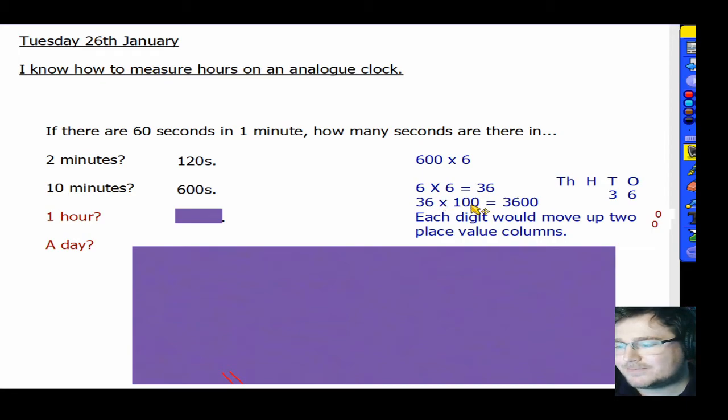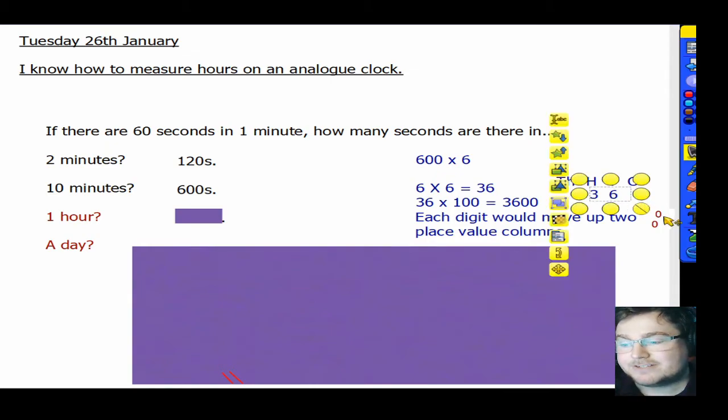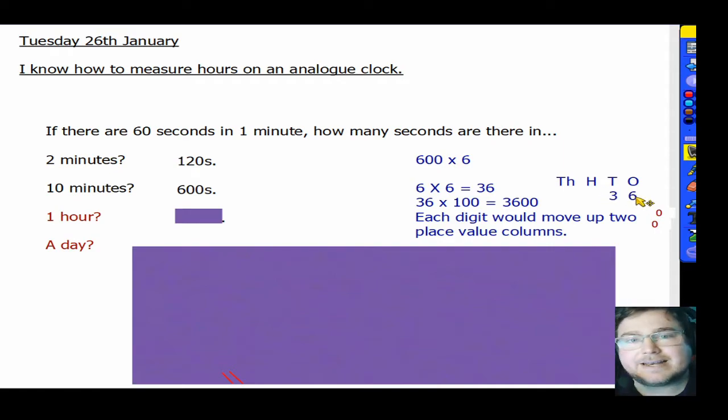So 36 times 100. When we times by 10, we move our digits along one column, just like I was saying before, where the tens now become the hundreds and the ones become the tens. But we must remember that we need to add our place value there. Anyway, that was times by 10. When we times by 100, which is 10 times 10, we move it along twice. So we times it by 10 and then we times it by 10 again.